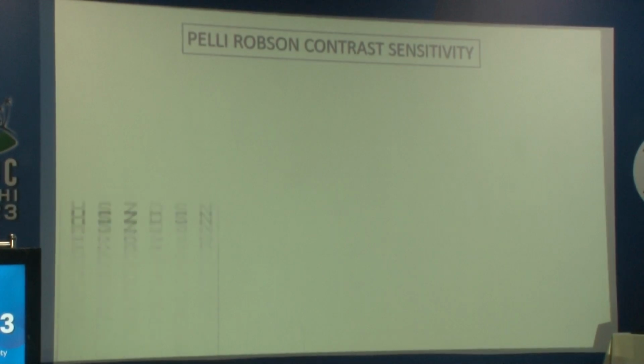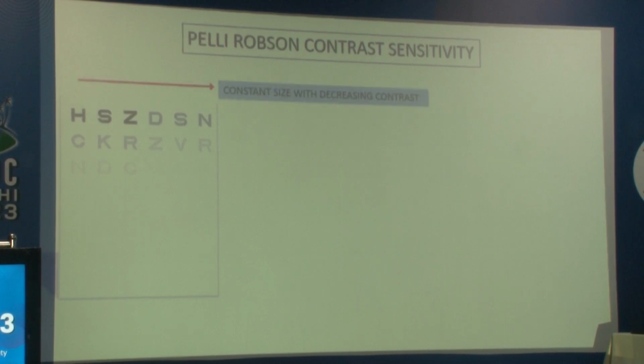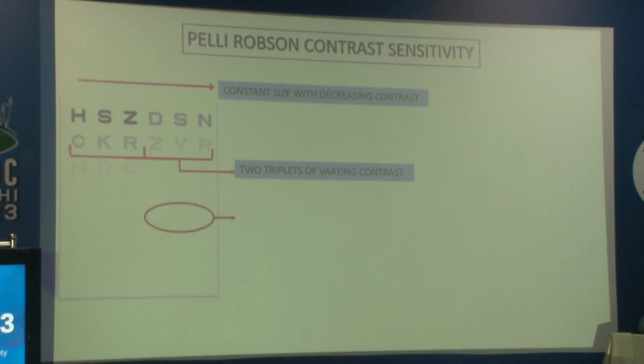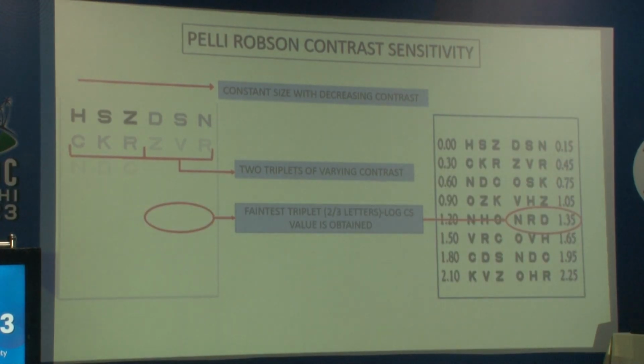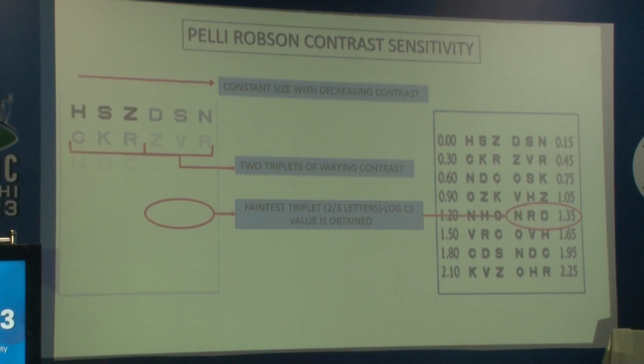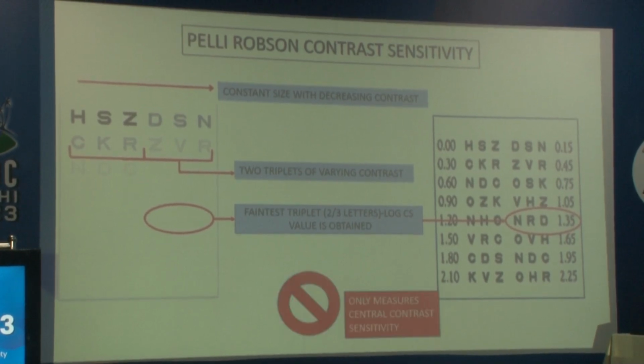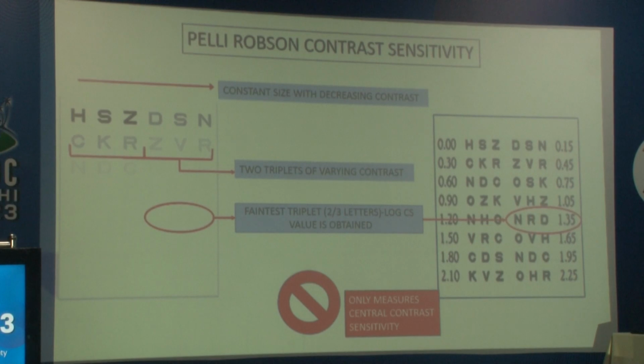Pelli-Robson contrast sensitivity test. It is a wall-mounted chart which is read at 1 meter with letters at constant size with decreasing contrast. 2 triplets of varying contrast are used, and the faintest triplet, in which 2 out of 3 letters are identified, a log CS value is obtained. But this measures only central contrast sensitivity, which is an inadequate measure for peripheral field defects.